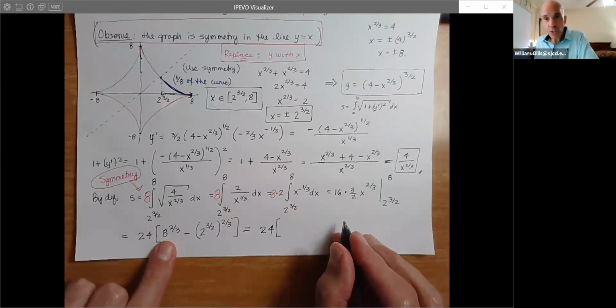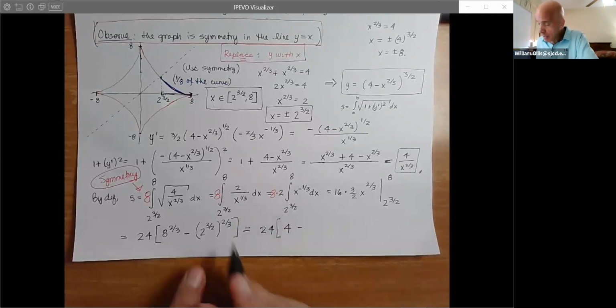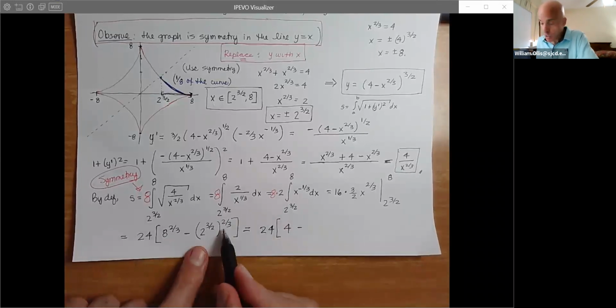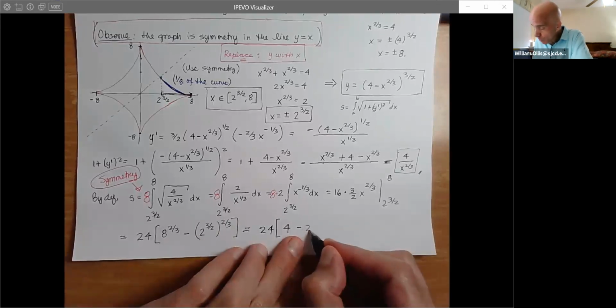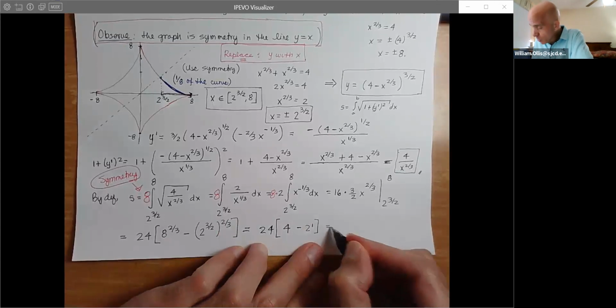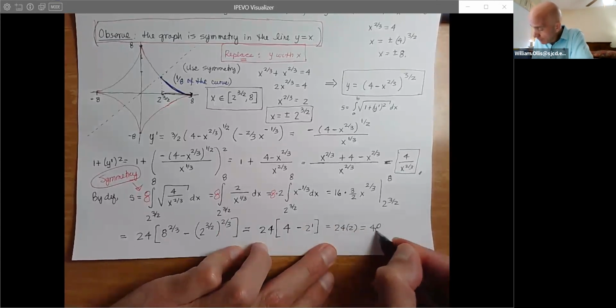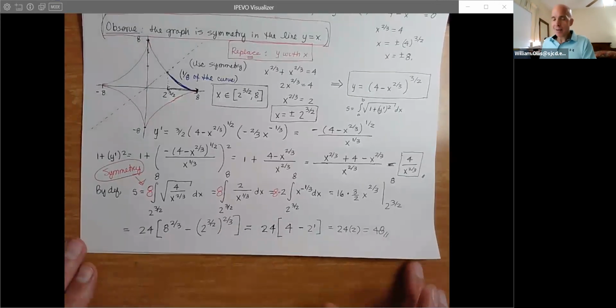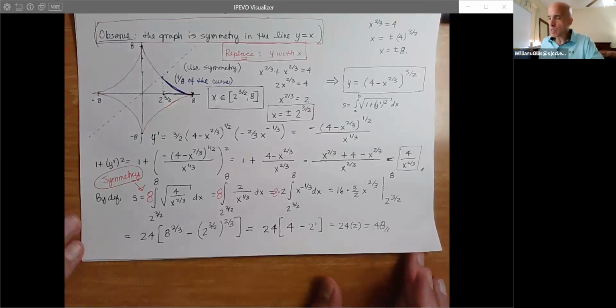The cube root of 8 is 2. And then 2 squared is 4, last time I checked. And then here, these absorb. So we just get 2. So 3/2 times 2/3. So this is 2 to the first power. So we get 24 times 2, which is what? 48.